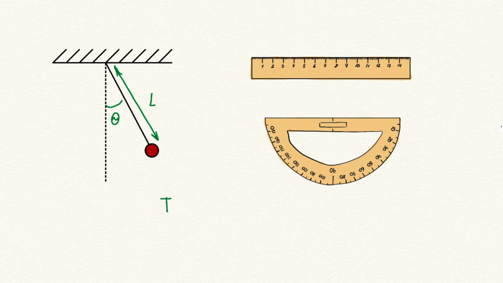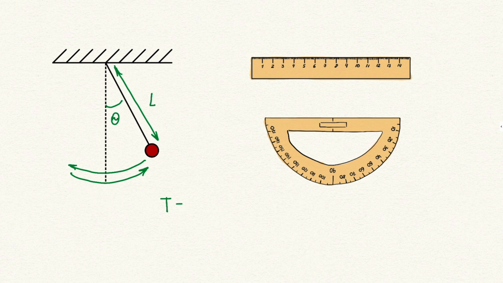The period of oscillation is the time it takes for the pendulum to complete one full swing. One full swing is when the pendulum goes to the other side and comes back. So this is our full swing, and the time it takes for the pendulum to go all the way here and back is called the period of the pendulum oscillation.